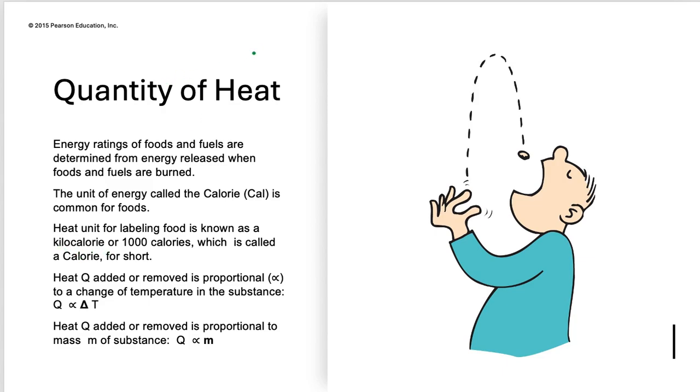Heat is given the symbol Q. Heat added or removed is proportional to a change in the temperature of the substance. So if heat is added, you'll have a temperature increase. If heat is removed, you'll have a temperature decrease. Heat added or removed is also proportional to the mass of a substance. If you have twice as much mass, you need twice as much heat.